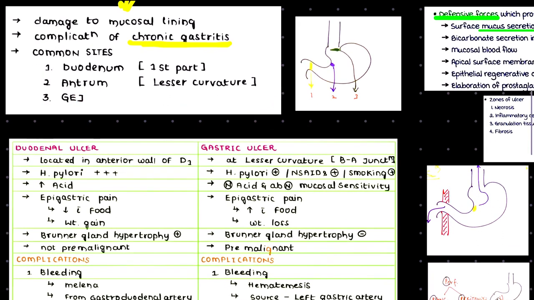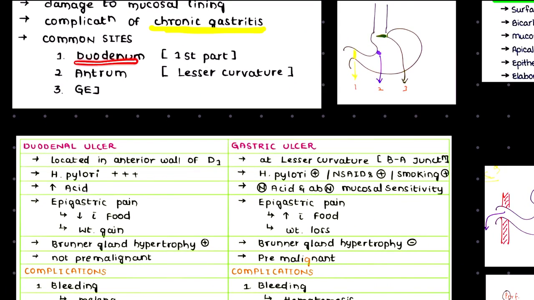Now as I mentioned earlier, there will be one in the duodenum and another in the antrum. As you know, the antrum is a part of our stomach, and the duodenum is a part of our small intestine. So there are two primary sites in which peptic ulcer disease may occur.